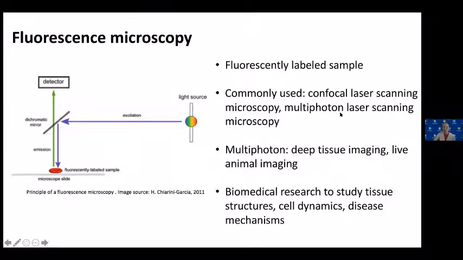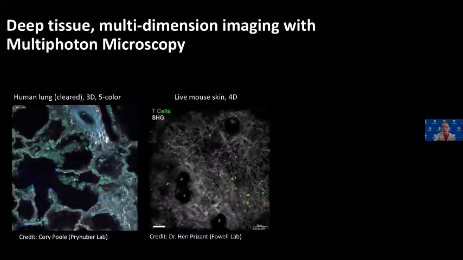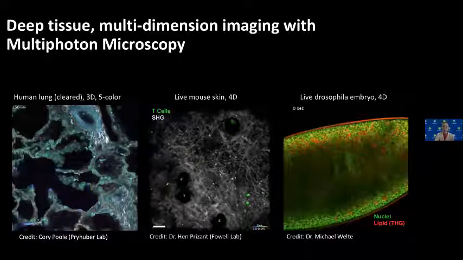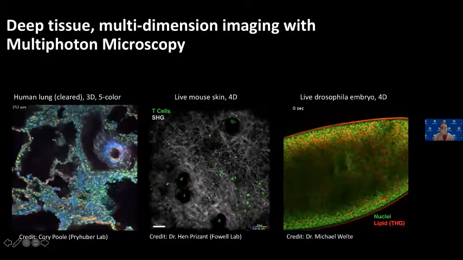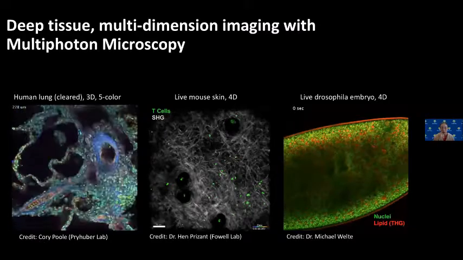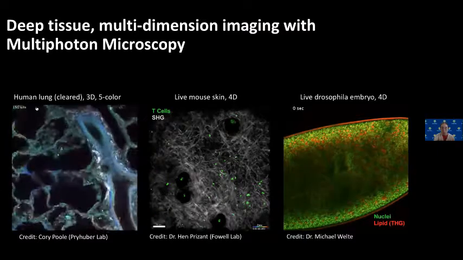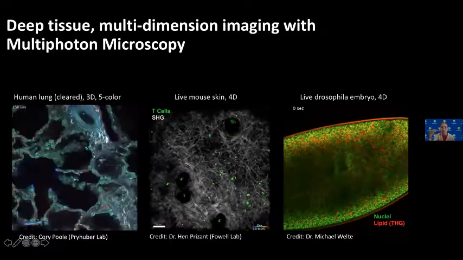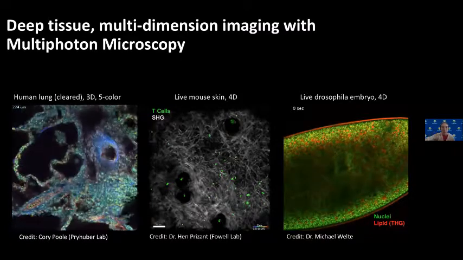It has been commonly applied in biomedical research to study tissue structure, cellular dynamics, disease mechanisms, and so on. Here, I would like to show you three examples of images collected under a multiphoton microscope. The first one is human lung tissue, and this is a 3D image of a fixed sample with five-color labeling. What we are looking at goes from the surface of the tissue to the very bottom. It's a looped playback of the 3D.